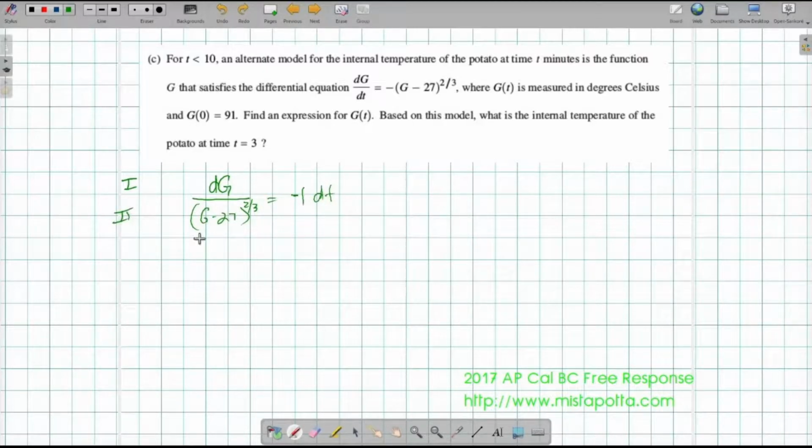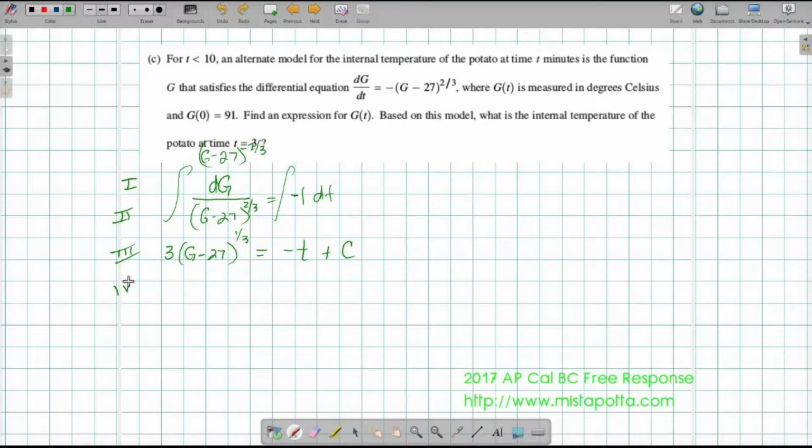My second step is to integrate this. So, of course, integrating this side is just going to give me negative t. Integrating this side is going to give me, let's see, this is g minus 27 to the negative 2/3. So adding one to this is going to give me g minus 27 to the 1/3 divided by 1/3, so really multiplying by 3, equals negative t plus a constant. Remember, step 3 is we have to have that constant of integration.